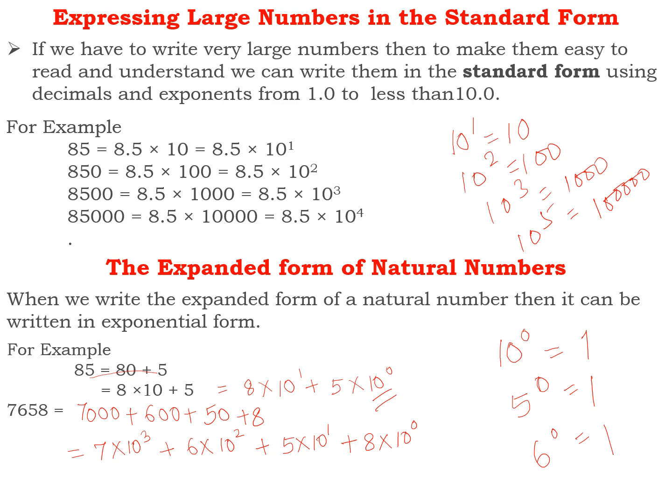Clear? So same way you can expand the number 7658 as 7000 plus 600 plus 50 plus 8. Now writing in the powers of 10, 7000 will be written as 7 into 10 to the power 3 plus 6 into 10 to the power 2 plus 5 into 10 to the power 1 plus 8 into 10 to the power 0. Clear?